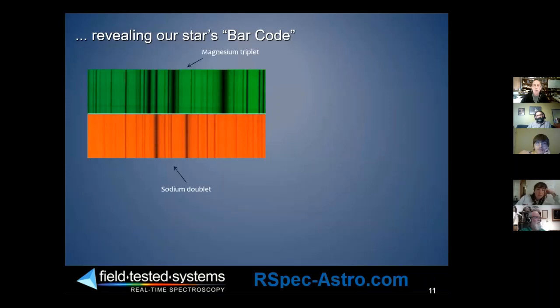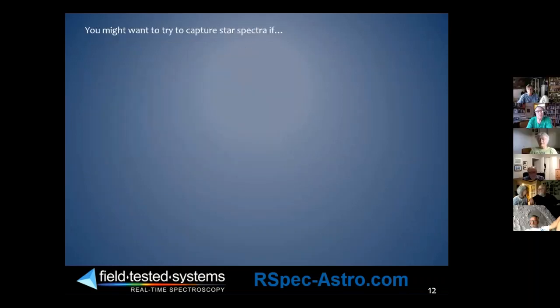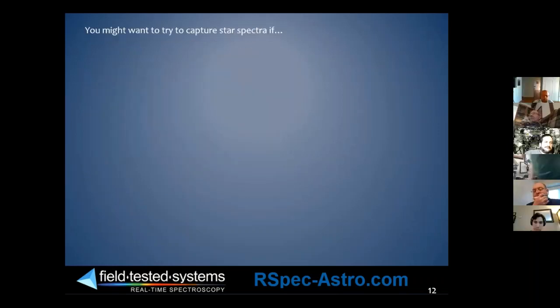So bear with me on that. You can see we can actually identify the composition of whatever it is we're looking at. So why is it you might want to do this?